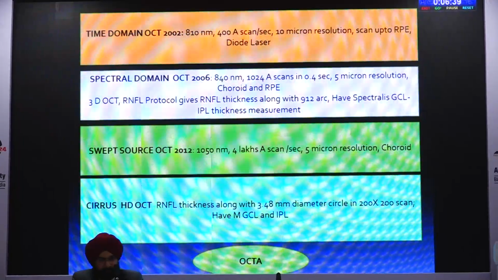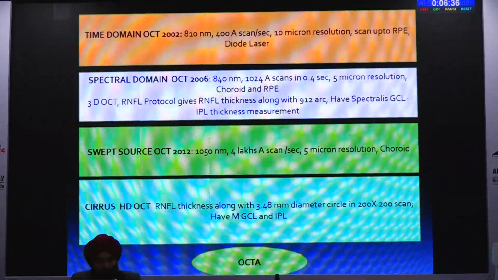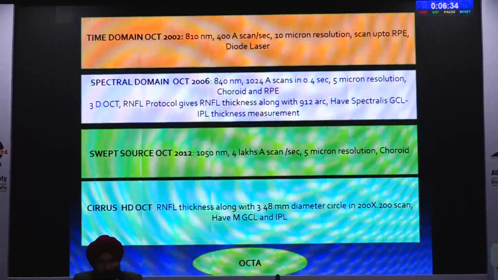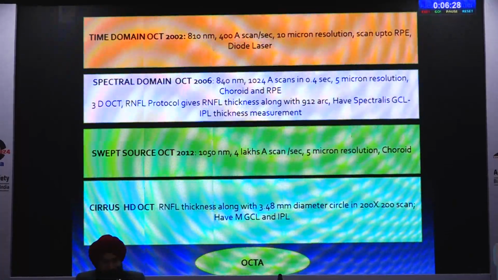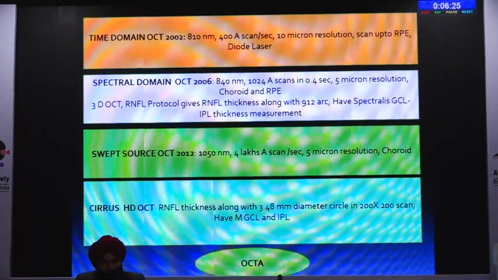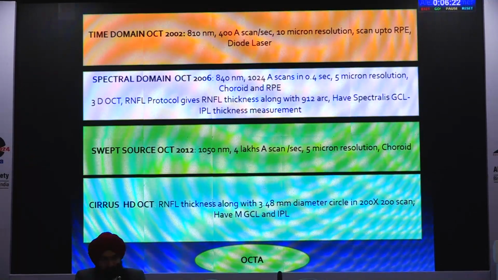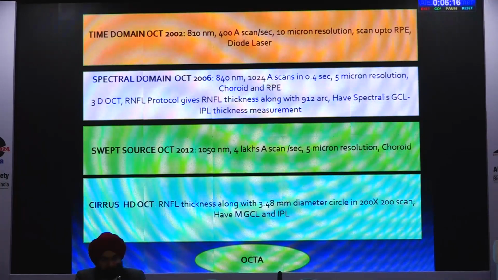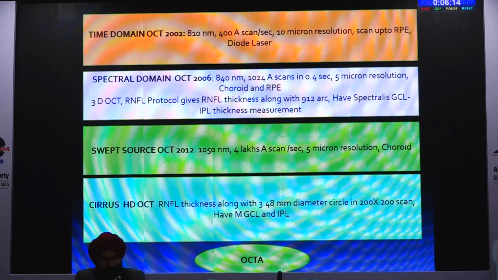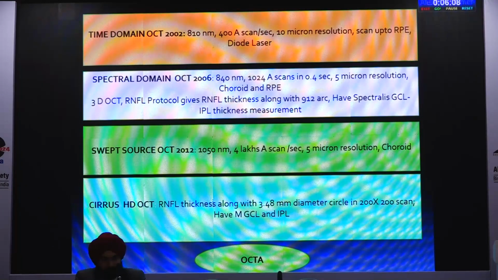But in this short presentation it is very difficult to explain all the neuro-ophthalmological things, because we have to know the machine parameters of the OCT and the OCTA or different instrumentation of OCT. For example, time domain OCT, which was innovated in 2002, uses a wavelength of 810 nanometer. You see, 400 A scans can be done per second, and the diode laser is used. And once spectral domain OCT is used, much higher scan speeds can be achieved in less time, and you can appreciate choroid and retinal pigment epithelium.